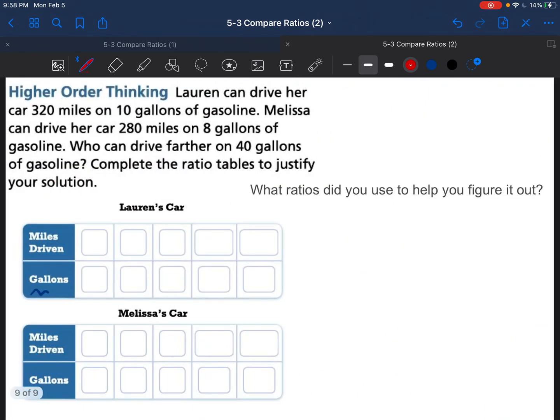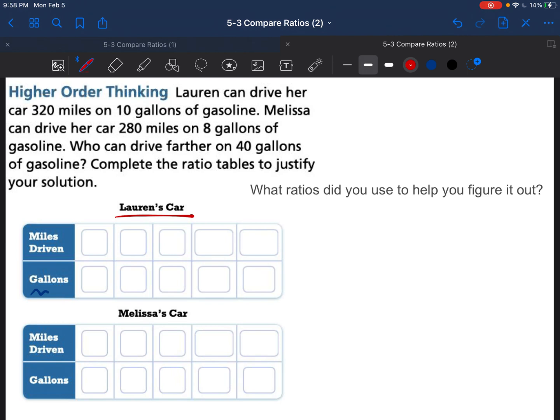So the last problem, just like we've been doing, is we are going to compare. So it's two different types of cars, and you're trying to see who has the better miles per gallon. Now, when you are looking into cars and when you maybe eventually buy a car, you're going to want to find the car that has the most miles you can go on as little gallons as possible, because that means that you can save money on gas and things like that.